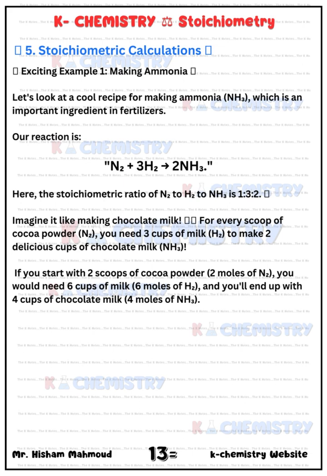Imagine making chocolate milk. For every scoop of cocoa powder, you need 3 cups of milk to make 2 delicious cups of chocolate milk. If you start with 2 scoops of cocoa powder, you need 6 cups of milk because the ratio is 1 to 3. And you will end up with 4 cups of chocolate milk because the ratio of nitrogen to ammonia is 1 to 2. So 2 cocoa powder will form 4 chocolate milk, or 4 moles of NH3.